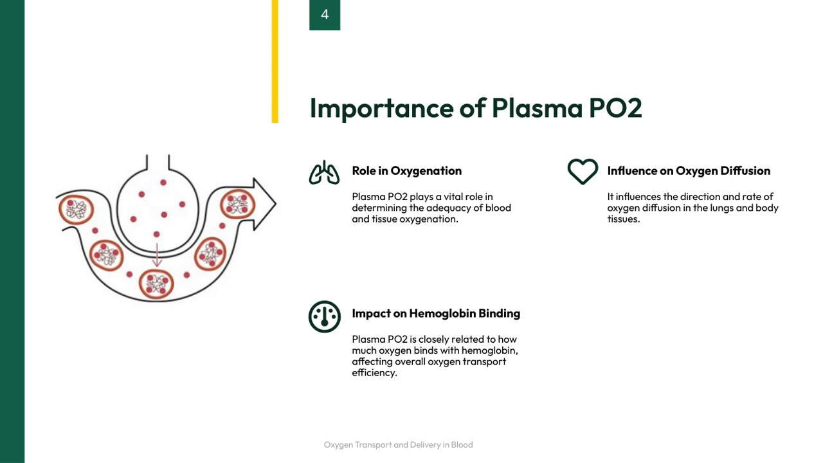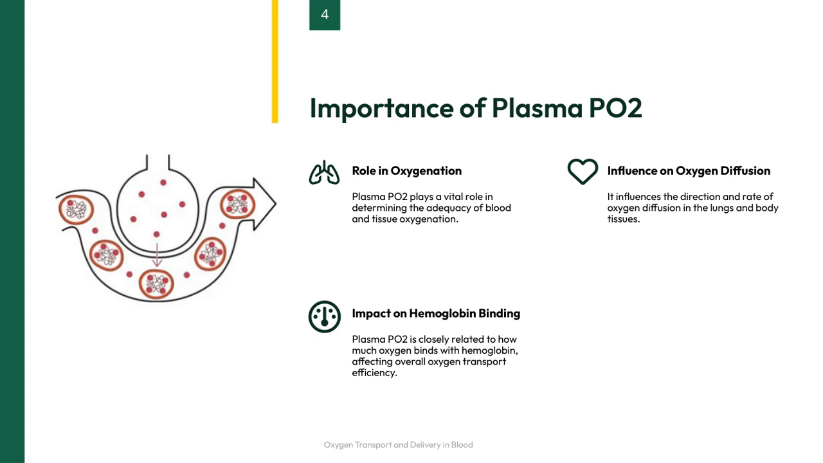When we look at the impact on hemoglobin binding, plasma PO2 influences the direction and rate of oxygen diffusion. In the lungs, a higher PO2 encourages oxygen to bind to hemoglobin, while in the tissues, a lower PO2 helps oxygen to release where it's needed most. Ultimately, plasma PO2 plays a key role in oxygenation, both of the blood and of the tissues. If the PO2 is too low, tissues may suffer from hypoxia, but if it's properly maintained, oxygen delivery remains efficient, supporting healthy tissue function. This concept ties back to the overall theme of how our body carefully regulates oxygen transport to sustain life.